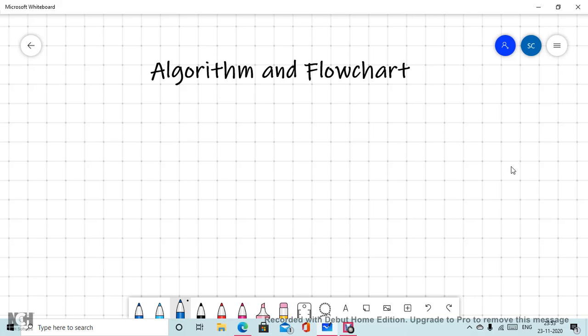As we have already studied, an algorithm is a step-by-step analysis of the process, while a flowchart explains the steps of a program in a graphical way. So we can write steps in graphical form.